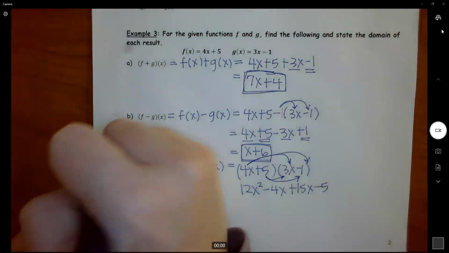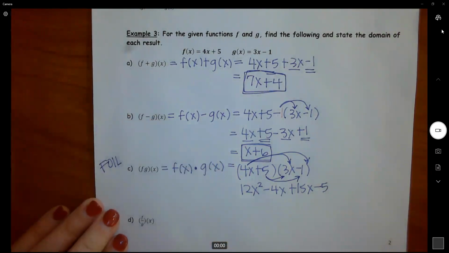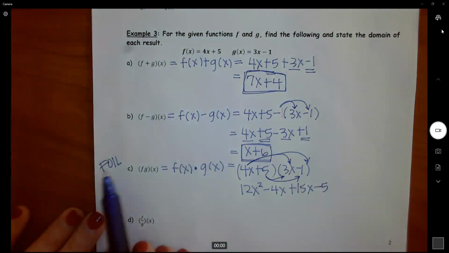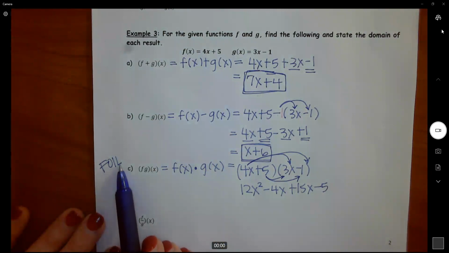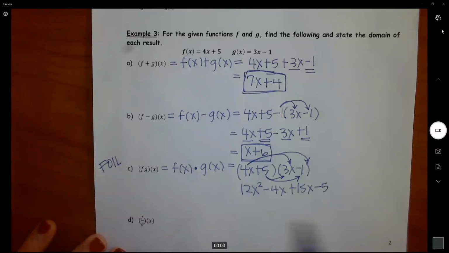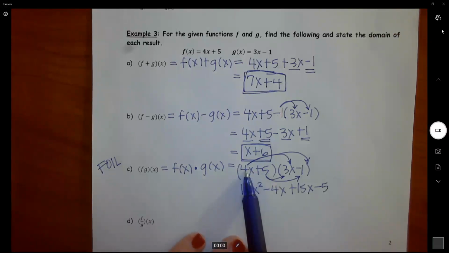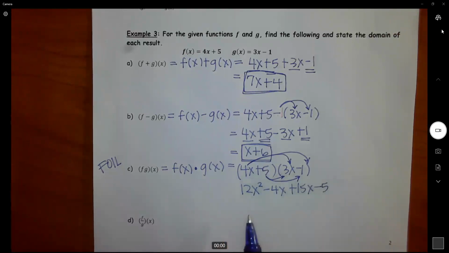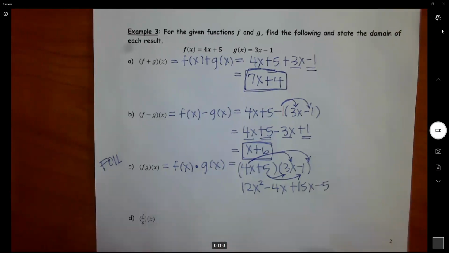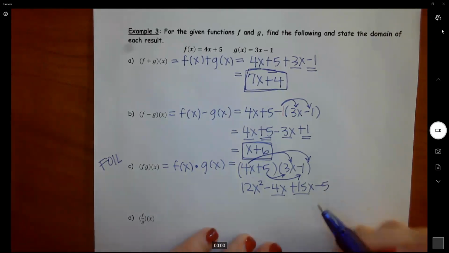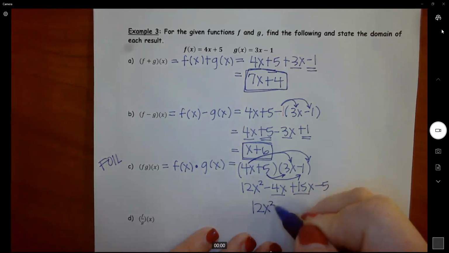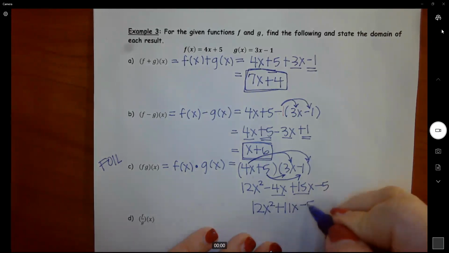So what we used there was a shorthand of FOIL. Your first terms, then your outer terms, then your inner terms, then your last terms. But really, you can see from this diagram here, I'm just distributing this 4x to both terms, and I'm distributing this 5 then to both terms. If you distribute the first term and then the second term, or if you just use FOIL, these middle terms usually are like terms. So we'll have 12x squared, -4x plus 15x gives me a positive 11x, and then bring down your -5.